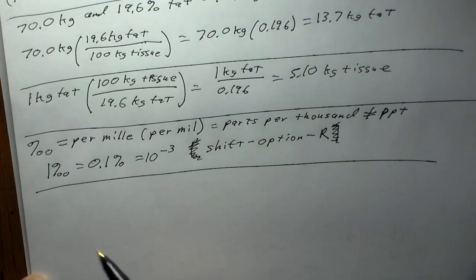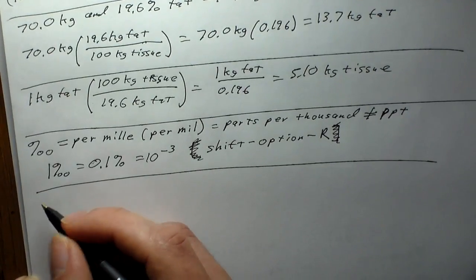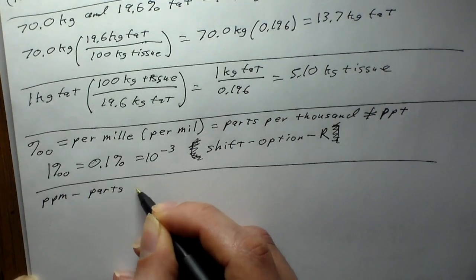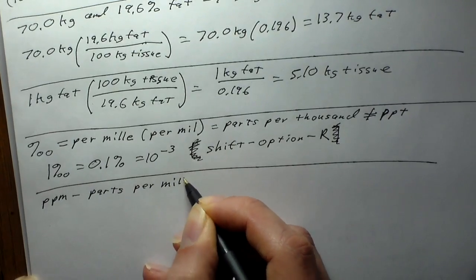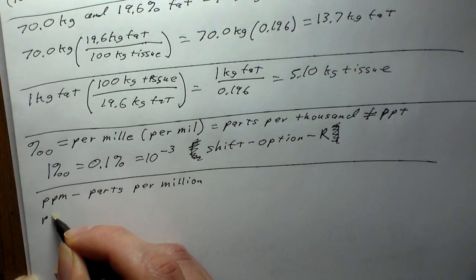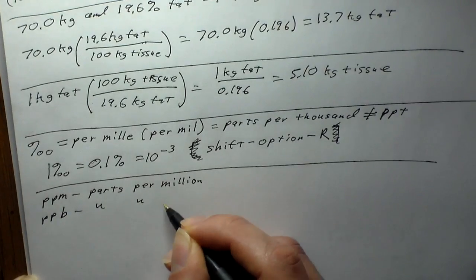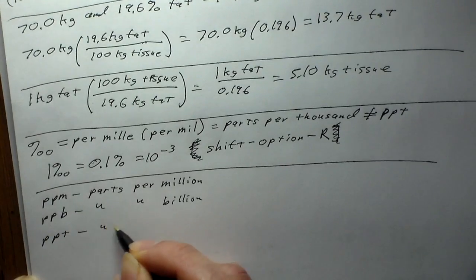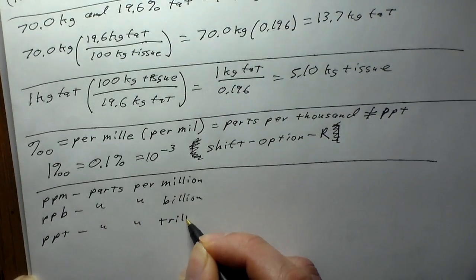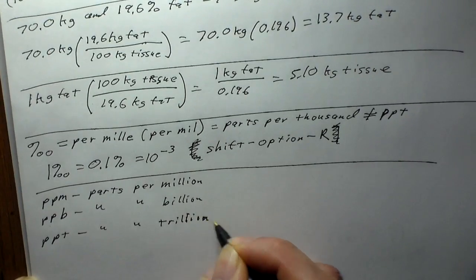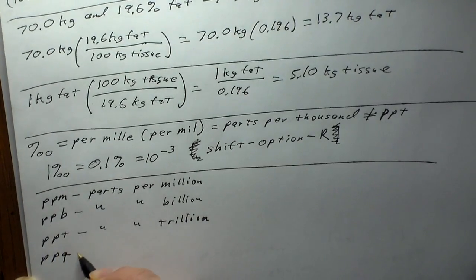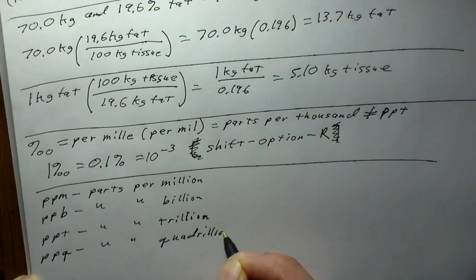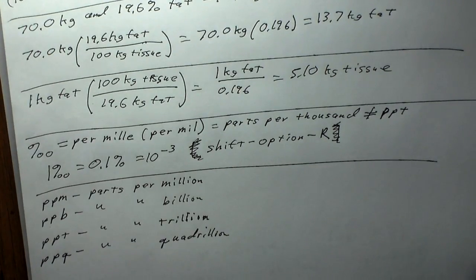Next up is ones that you probably have heard of before, and this is going to be your ppm, which is parts per million, ppb, which is parts per billion, and ppt, which is, like I said, parts per trillion. And occasionally you might even see ppq, which would be parts per quadrillion. But that would be very, very small quantities.